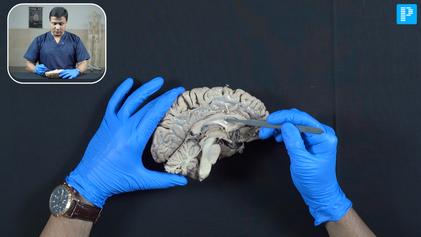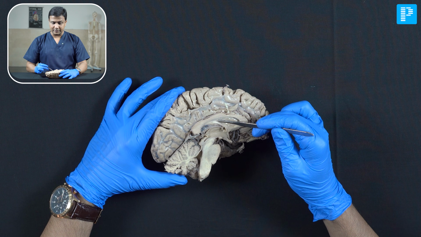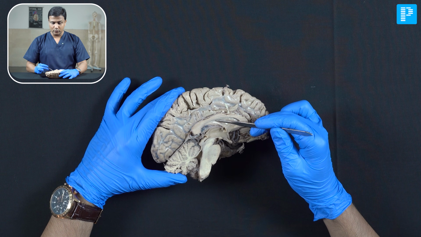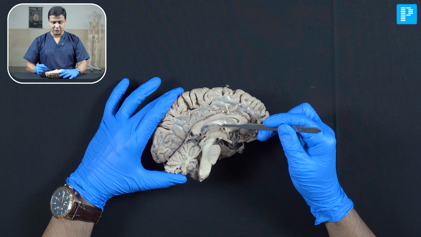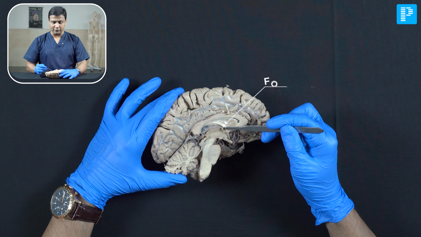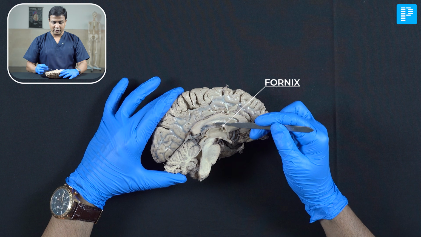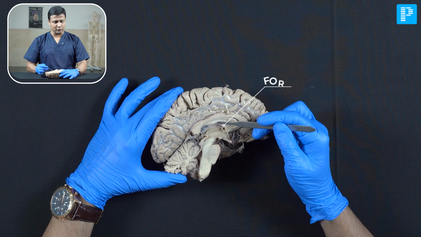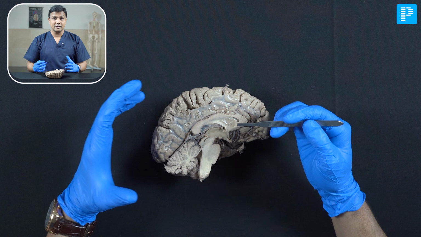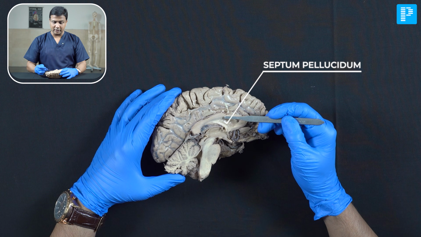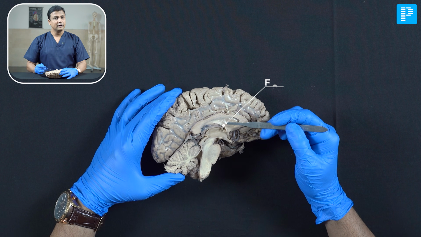Further moving down, attached to the lower margin of the septum pellucidum, this very important structure here is your fornix. It is a part of your limbic system, and this one here is the fornix. Try to understand it in such a way that the lower margin of the septum pellucidum is attached to the fornix here.